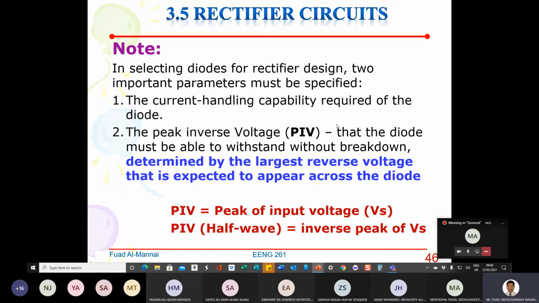So what is PIV? PIV is determined by the largest reverse voltage that is expected to appear across the diode. The PIV for the half-wave rectifier is equal to the inverse peak of the Vs, which is the voltage across the diode. What does that mean?